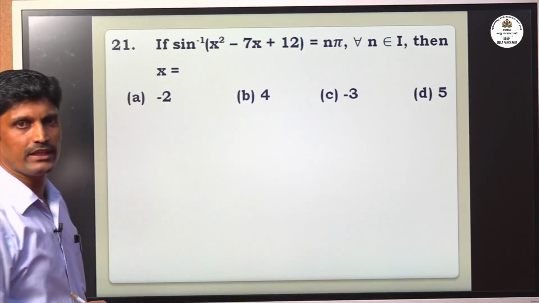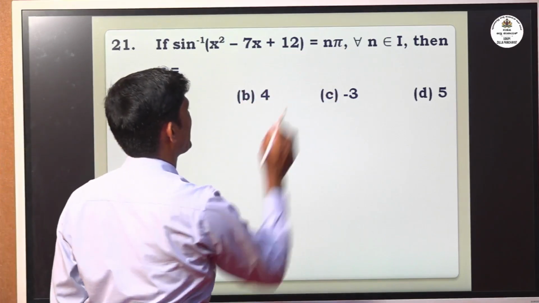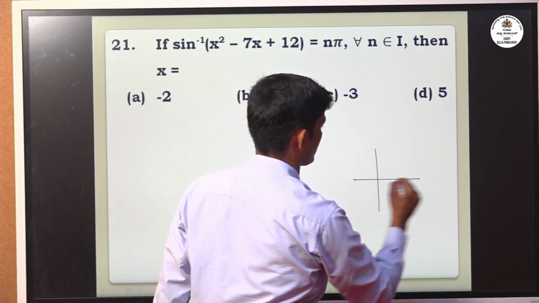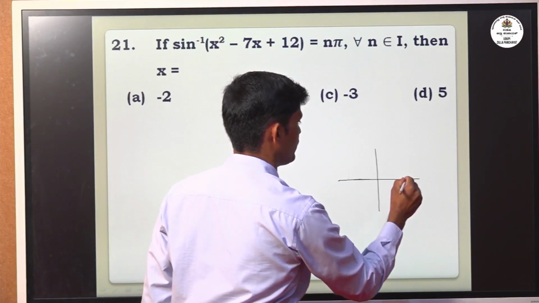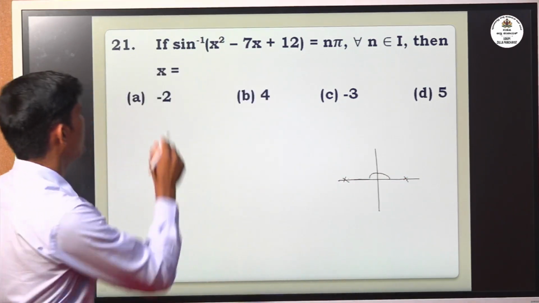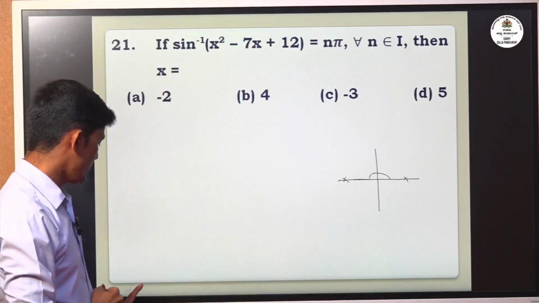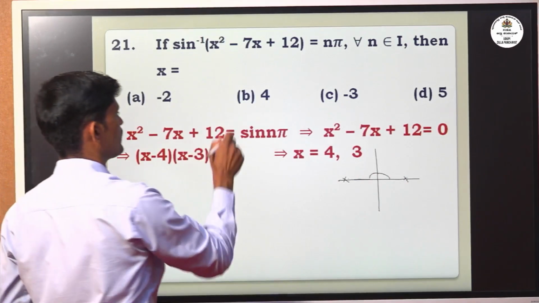Next, question number 21. If sin inverse of x square minus 7x plus 12 equals n pi. n pi means angle on the horizontal line, as we always say. Here 0 pi, 1 pi, 2 pi, this is 1 pi, and here odd pi angle. So when n pi comes, x square minus 7x plus 12, sin of n pi is always 0. Sin 0 is 0. Sin pi is also 0. Therefore this value is 0.